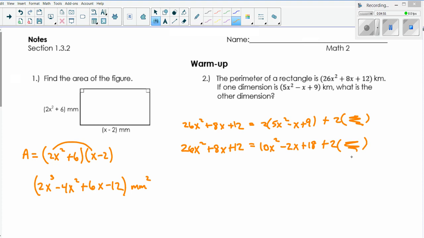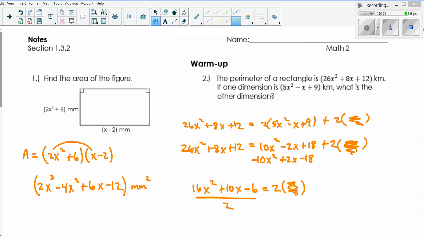Alright, now remember, I want to get this over here by itself, so I have to get rid of all 3 of these terms. So I need to subtract 10x squared, I need to add 2x, and I need to subtract 18. Make sure you're doing the opposite to get rid of them. So 26x squared minus 10x squared is 16x squared. 8x plus 2x is 10x. And 12 minus 18 is negative 6. And that's equal to 2 times something. So I don't need this whole thing.